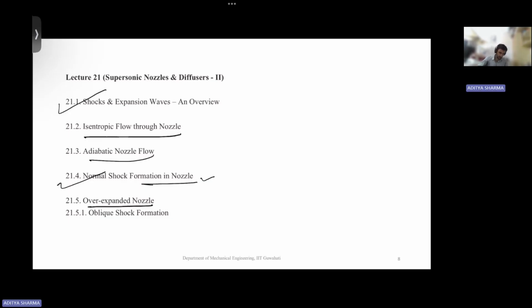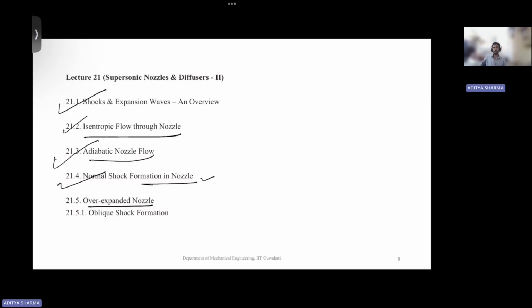Isentropic flow through nozzle we have seen in the previous lecture. Then in adiabatic nozzle flow, you are going to have normal shocks in the divergent section of your CD nozzle. Then at the exit, you are going to have oblique shocks and expansion waves based on the relation between your exit pressure and your back pressure.